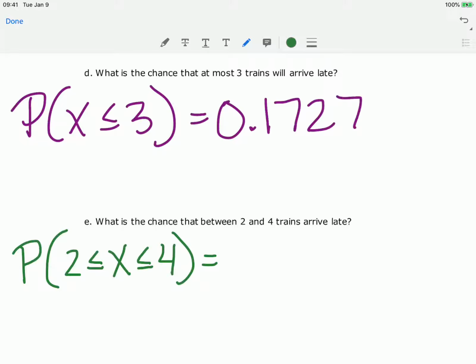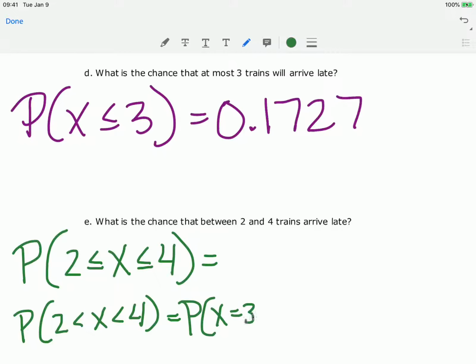Okay, so alternatively, I could write this like this, which the only number between 2 and 4 is 3, not including 2 and 4. So this would be the same thing as the probability that x equals 3. But that's not what we want to do. We want to include the 2 and the 4 in the probability.